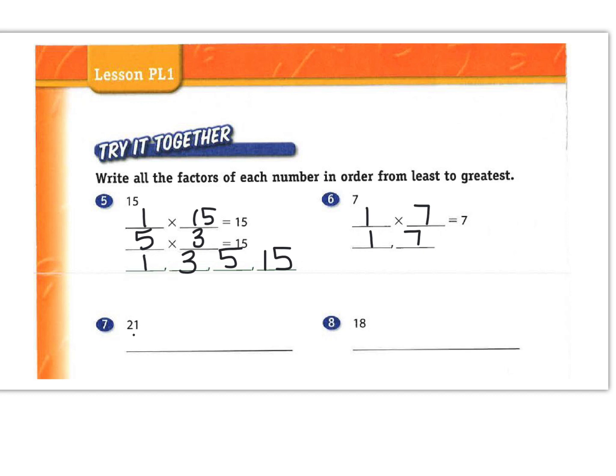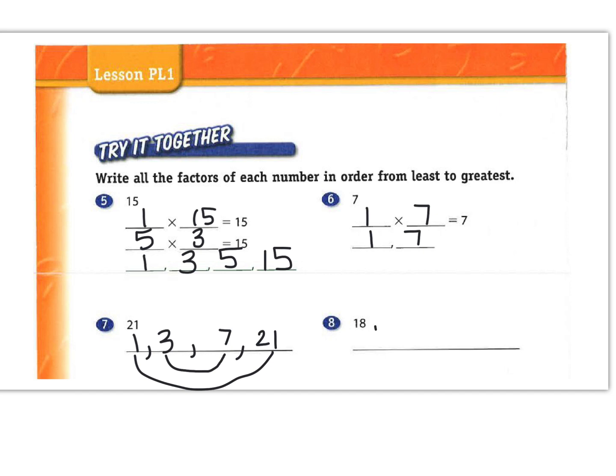So for 21, we'll start with 1 and 21, and then we'll work our way in. Well, 21 is odd, so 2 doesn't go into it, but 3 does. 3 times 7. So we have 1 times 21, 3 times 7. And then the only numbers between 3 and 7 are 4, 5, and 6. And none of those are factors of 21. So the factors for 21 are 1, 3, 7, 21.